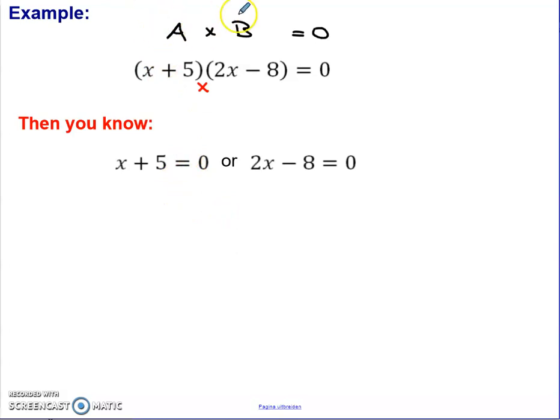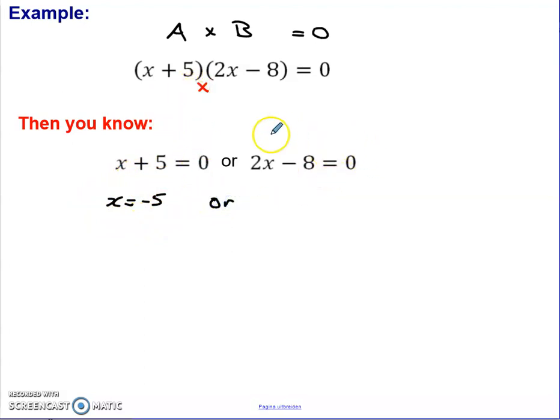I'm going to solve the first one. I really would like to know what the value of x is. That means this plus 5 has to go. So I do the opposite, and that's minus 5. I do this on the left side, but also on the right side. So when we do minus 5 on the right side, this is what I find. So this is my first solution to this equation.